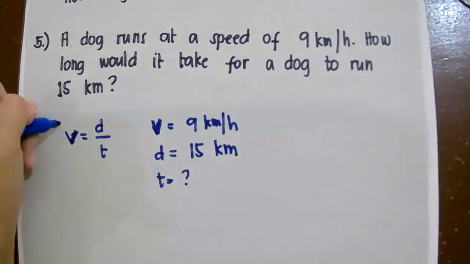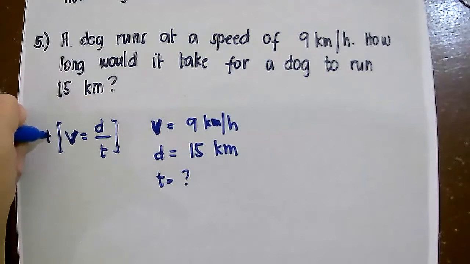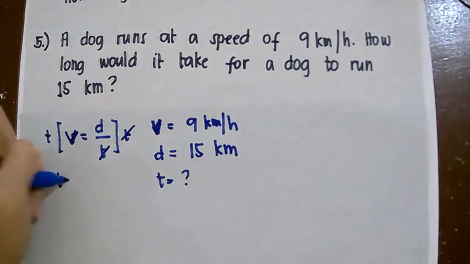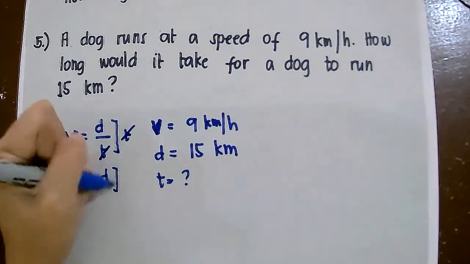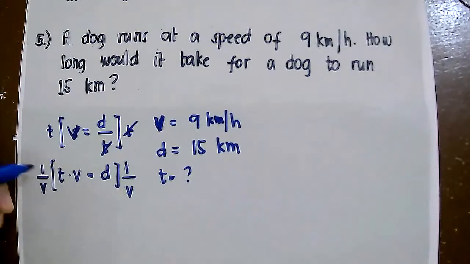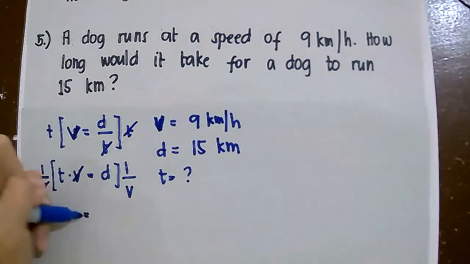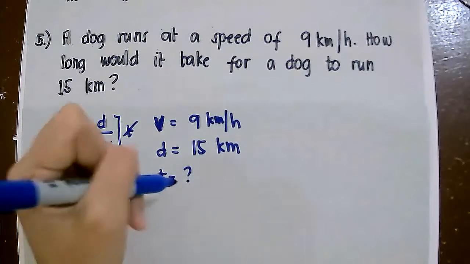Okay. Now, to look for your time, again, you multiply both sides by time. Okay, para makancel si time dito, you will be left with T times V equals D. So, dapat si T lang matira dito na side. So, you divide both sides by V. Or you multiply both sides by 1 over V. So, makancel si V. Okay, and then you will be left with T is equal to D over V. Okay, or distance over your speed.